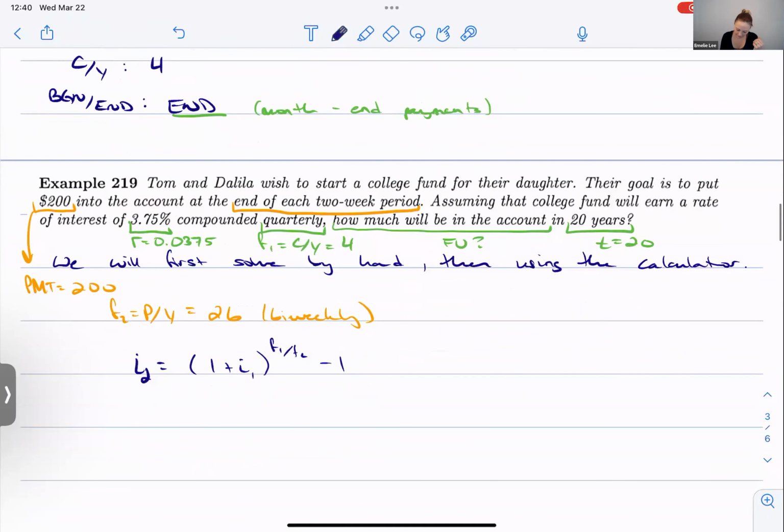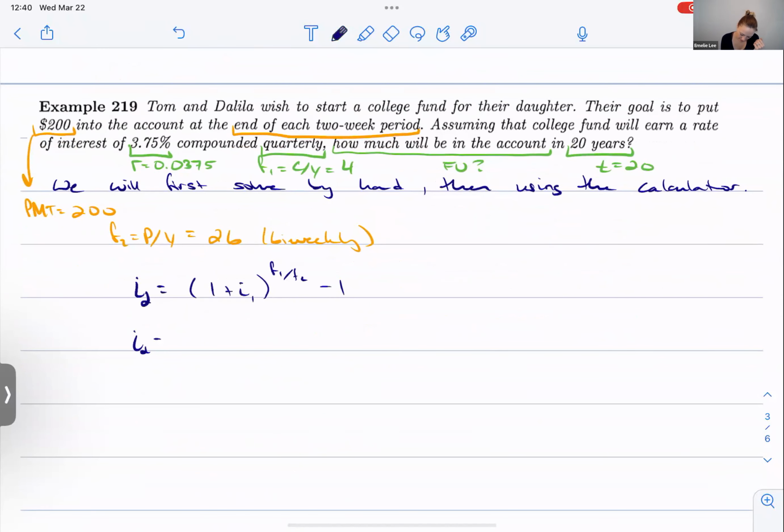So I2 is 1 plus 0.0375 divided by 4, right? I1 is the periodic interest rate originally, divided by 4, or sorry, to the power of 4 divided by 26, then minus 1.